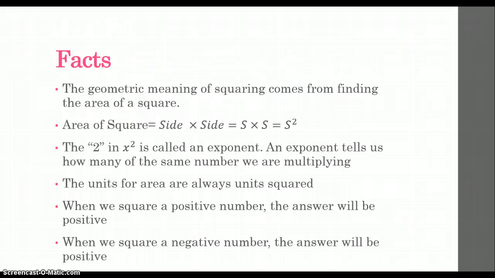So some facts about squaring. The geometric meaning of squaring comes from finding the area of a square, because the area of the square is the side squared. The 2 in x squared is called an exponent. An exponent just tells us how many of the same number we are multiplying. The units for area are always those units squared. When we square a positive number, the answer will always be positive. And when we square a negative number, the answer will always be positive.